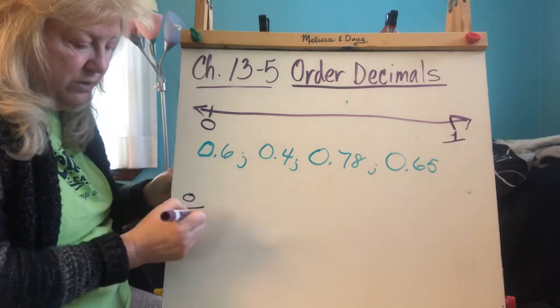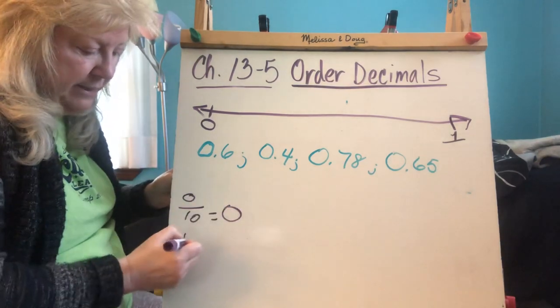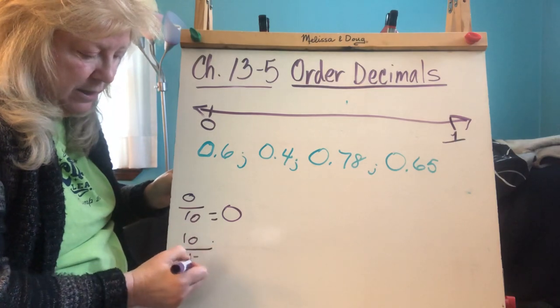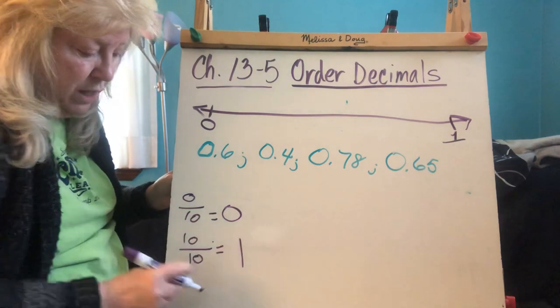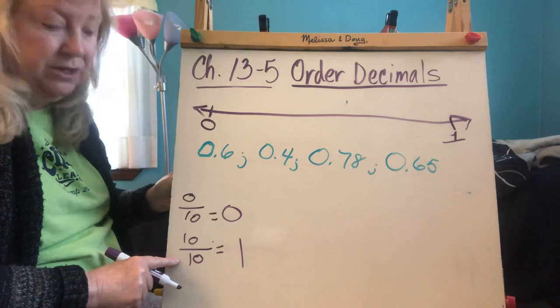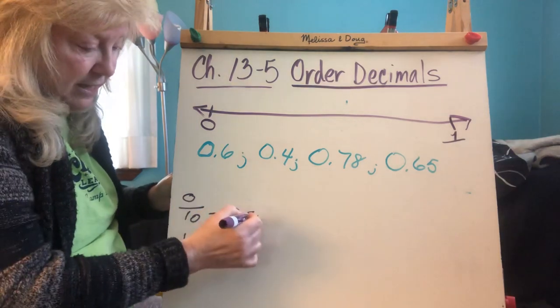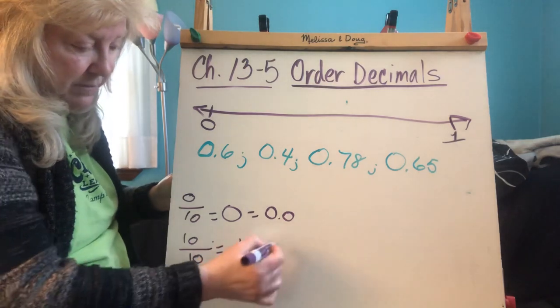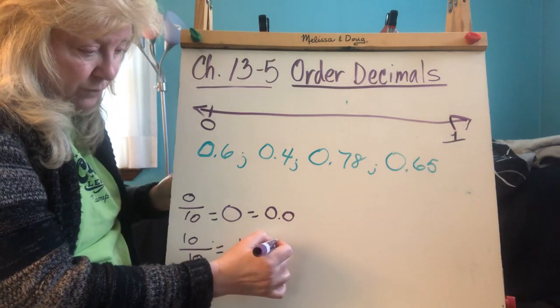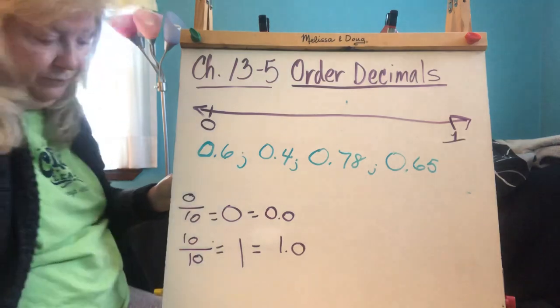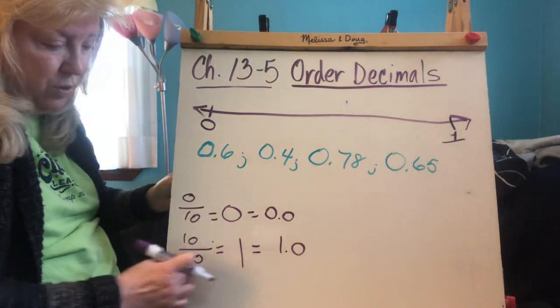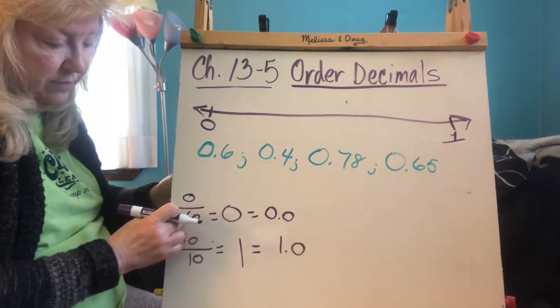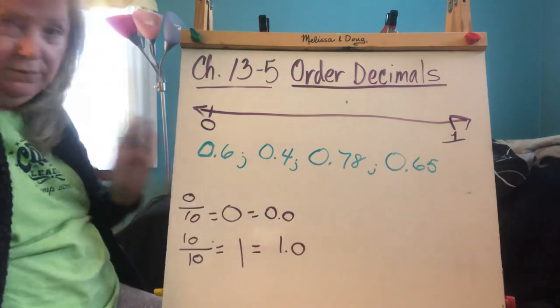0/10 equals 0, and 10/10 equals one whole. So in a fraction, this would be the same thing as saying 0.0, and this would be the same as saying 1.0. Okay? They're all the same. This is one whole, one whole, one whole. This is 0/10, 0. It's all the same.